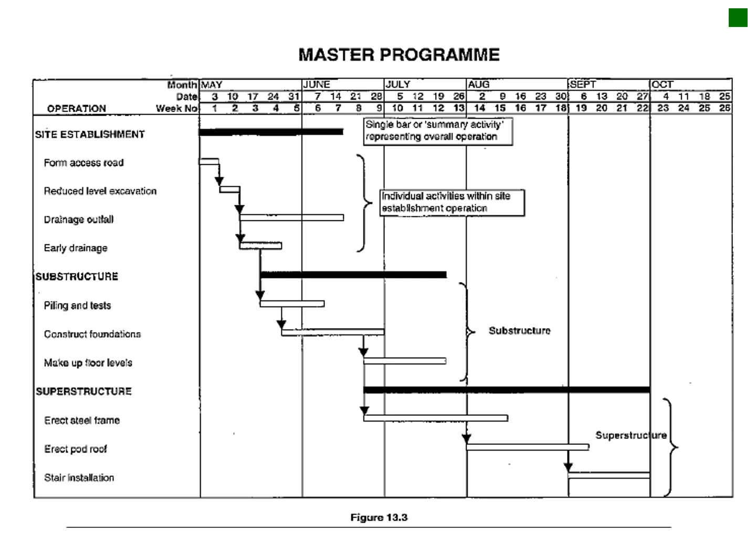So your basic master program, all of you should be familiar with by now. From this example that they included here, there is your access road, reduced levels, drainage outfall, early drainage, and so forth. So it's your site establishment that you've got there, then you've got your substructure, your superstructure. So it's a very broad program that gives you a start and an end with specific items in between when they should finish.